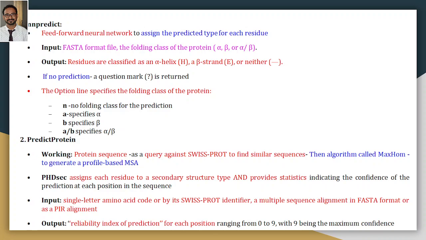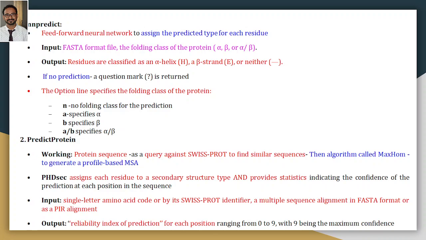Next, PredictProtein. The protein sequence acts as a query against SwissProt to find similar sequences. Then an algorithm called MaxHom generates a profile-based multiple sequence alignment, then it goes with a BLAST-like similarity search, and finally it predicts the best fit. Next, PSIPRED, which assigns each residue to a secondary structure type and then provides statistics.